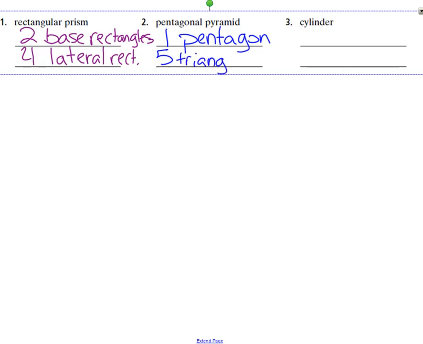Is it lateral or no? Those would be considered the lateral faces, yes. Would they always be lateral? Yes. And now we can see the fundamental difference between prisms and pyramids. So we're going to add that to our notes real quick.